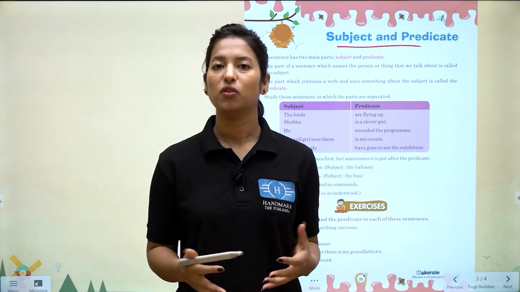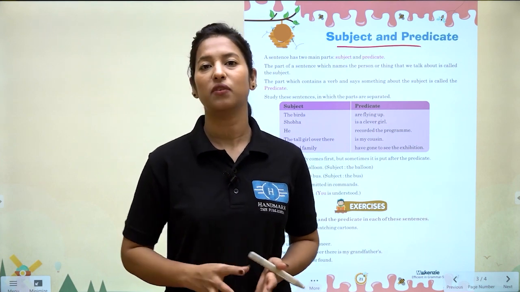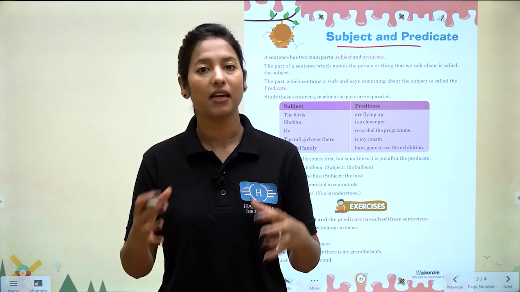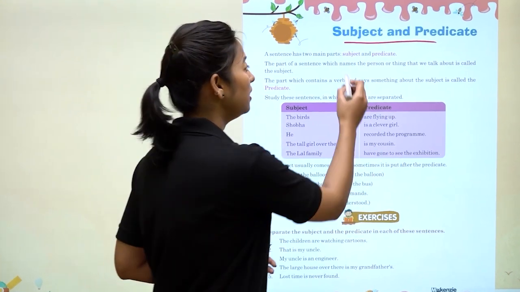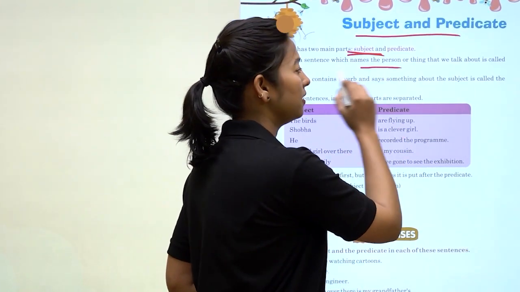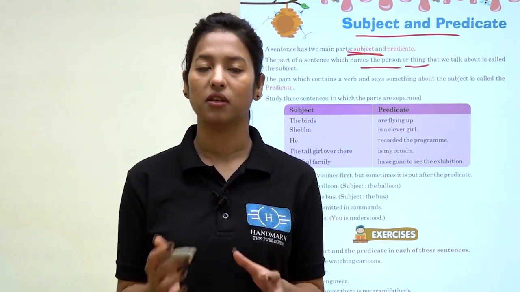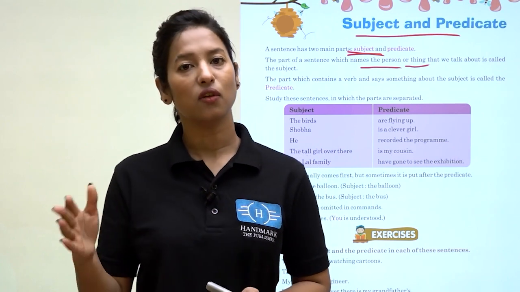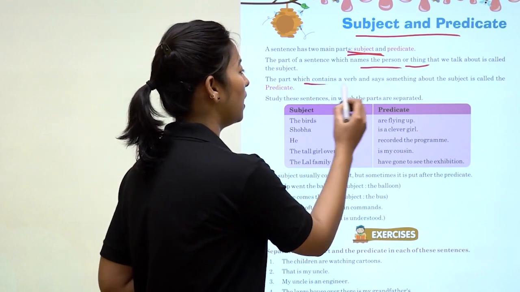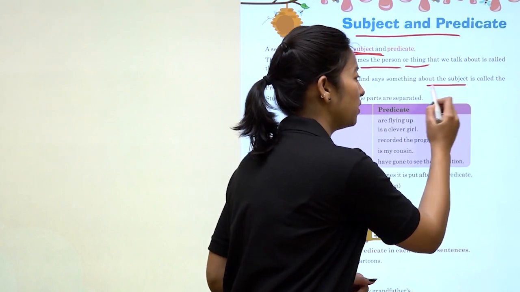So children, when we talk about the subject and the predicate, the subject is that part of a sentence which is the title of the sentence. The whole sentence is about the subject. The subject can be the name of a person, a thing, or anything that we want to talk about in a sentence. And the rest of the sentence is the predicate. The predicate contains a verb and says something about the subject.